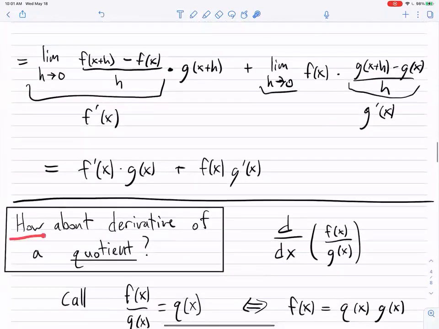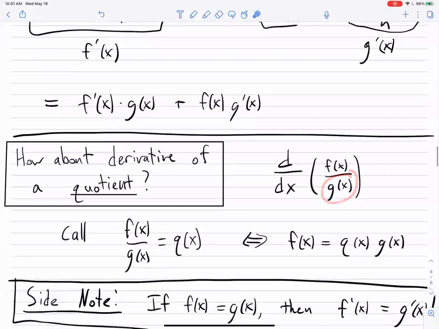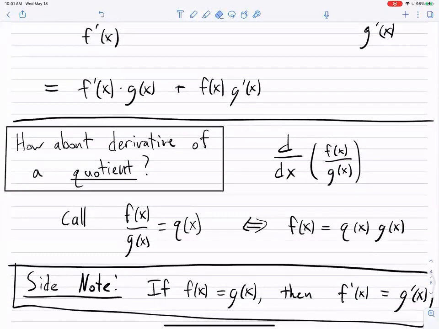So how about the derivative of a quotient? We talked about products, but what about quotients? In particular, what if I want to take the derivative of f of x divided by g of x, so long as g of x is not 0? Well, the way we're going to do this is actually kind of a clever trick. And I'm going to do this fast to derive it because it's not extremely important, but I do want you to see it. So the idea is we're going to let f of x over g of x be called q of x. We're going to just call it this function q of x.